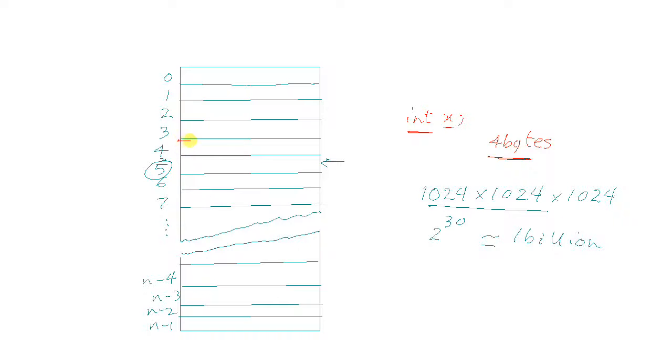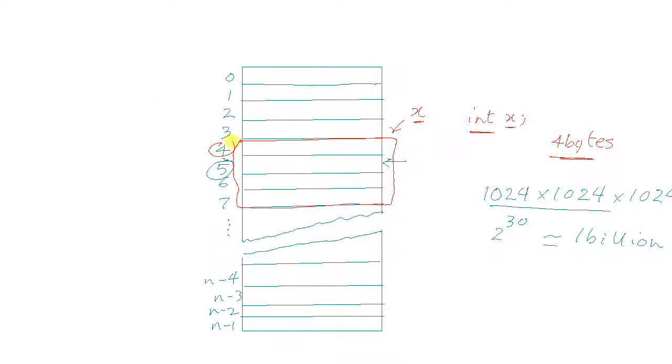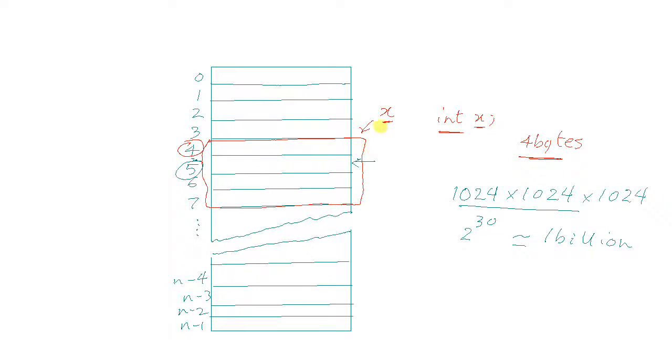So say for example it allocates these 4 bytes for it. Okay, these 4 bytes right here. And calls it the variable x, and x actually represents the start address of this 4 byte location, which is 4. Okay, so x represents the value stored in it, but the address of x is, in this particular example, 4.